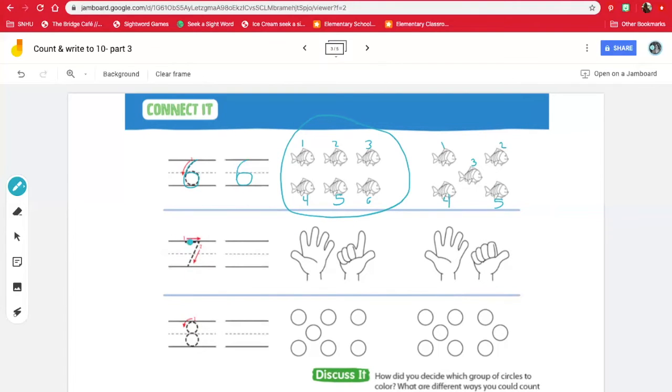Here we have the number 7. So starting at the top, we're going to make a straight line across and a diagonal down. Let's practice it on our own. Straight line across, stop, and diagonal down.